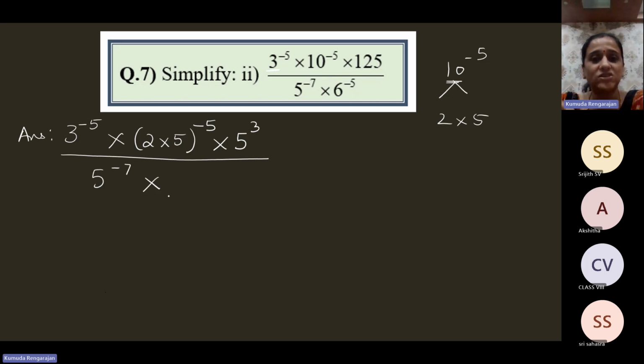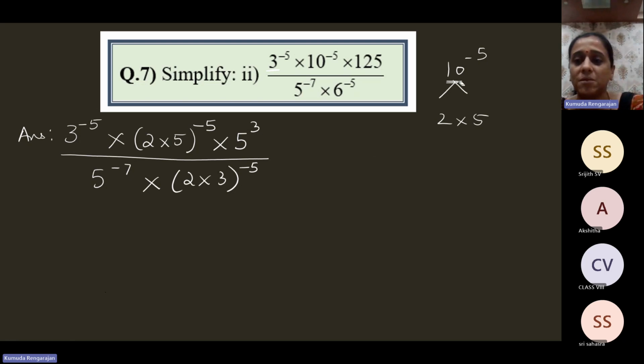Into 6 is a composite number. So you can write this as a product of primes. 6 is a composite number. So you can write 6 as a product of its primes, 2 into 3 or 3 into 2, the whole raised to the power minus 5. This is the first step.